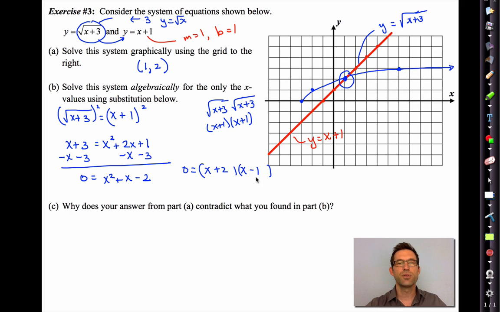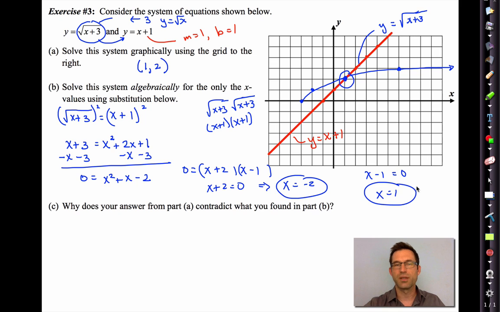So I get x plus 2 times x minus 1. x plus 2 is 0, which gives me x equals negative 2. And x minus 1 equals 0, which gives me x equals 1. Well, that seems a little odd. And letter C gets at what's odd about this. It says, why does your answer from part A contradict what you found in part B?